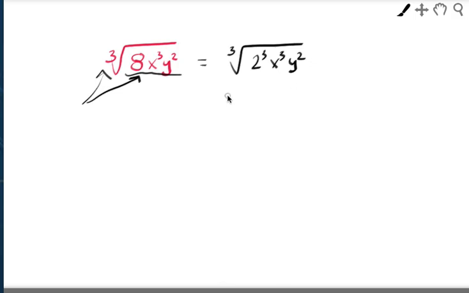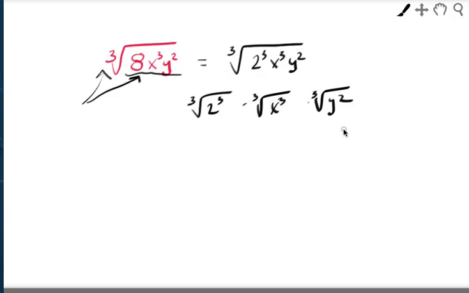Now, I'm going to write this problem out, my next step, in a little more detail than I expect you to do, and I'm doing that to illustrate a principle. I'm going to go from a house united to a house divided like this, times the cube root of x cubed times the cube root of y squared. Well, I think you can see why I call this a house divided.